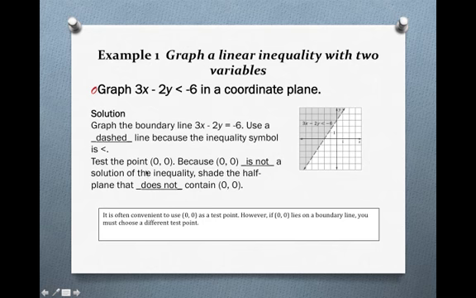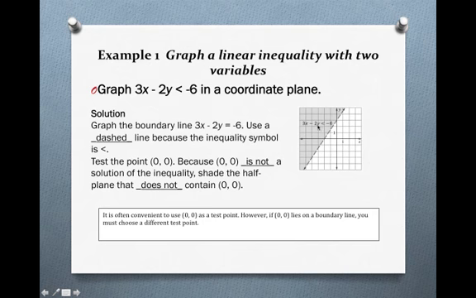So if we test 0, 0, you plug in 0 for x, 0 for y, you'll get 3 times 0 minus 2 times 0. So 0 minus 0 is 0 less than negative 6. That's a false statement. So 0, 0 is not a solution. So we don't shade on this side with 0, 0. We shade on the opposite side. At first you might think to shade below, since this has less than. Yeah, but we haven't solved for y.